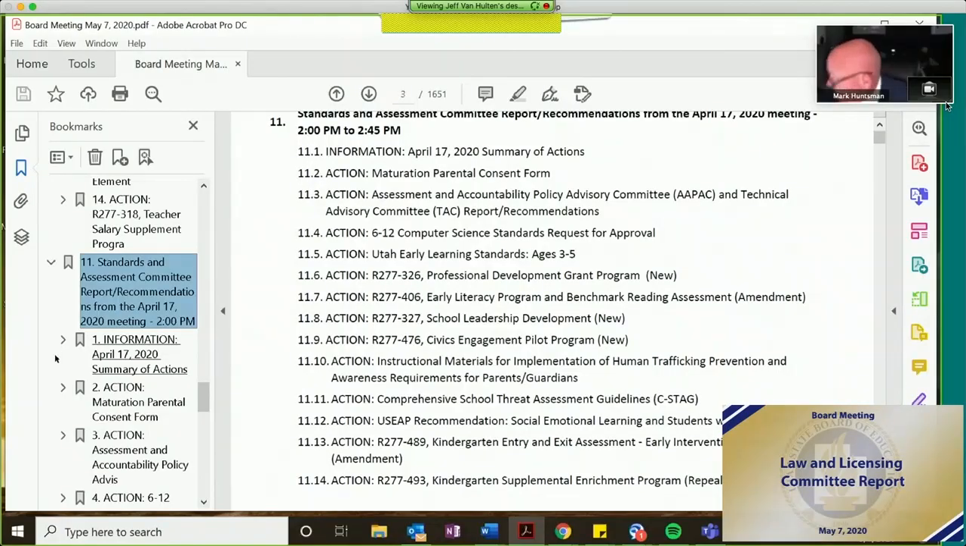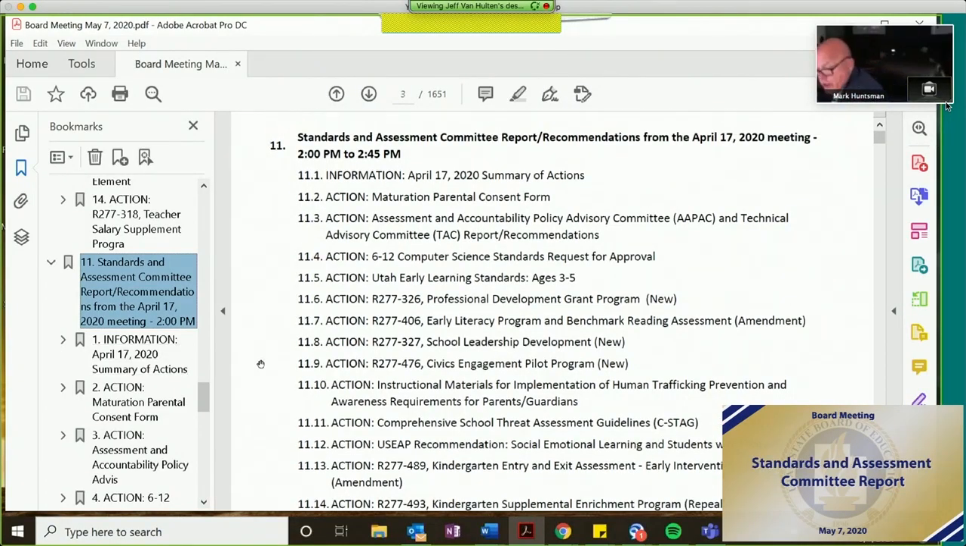Okay, next we'll get another voting sheet here. Okay, here we go. Chair Gravitt on Standard and Assessment Committee report. Okay, here we go. Hello, everyone.